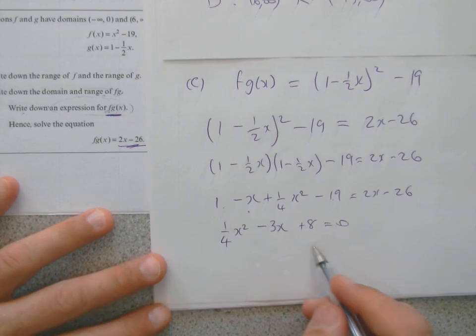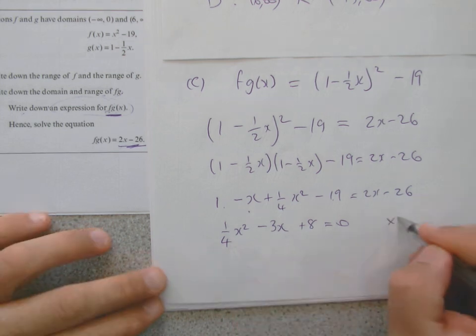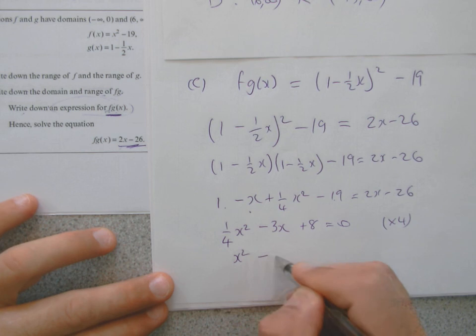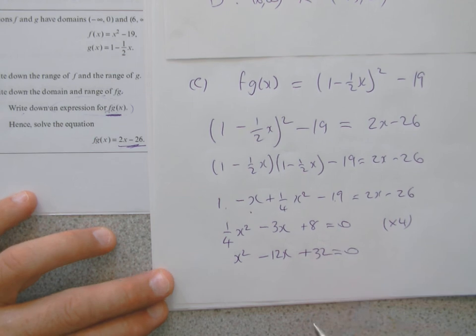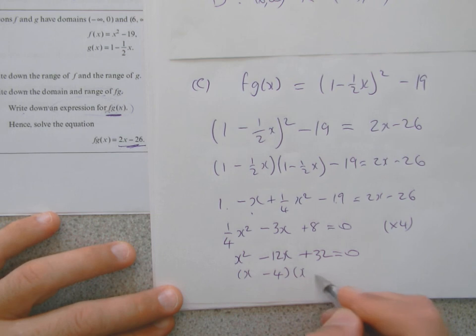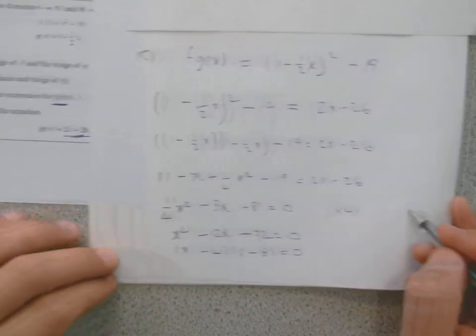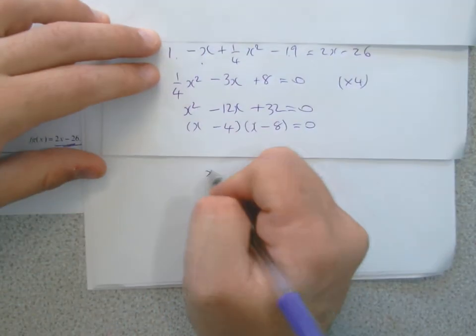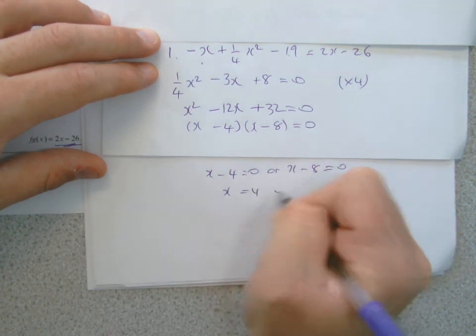So I've got a quadratic, and I'm going to solve this quadratic. But because it's a bit nastier, maybe I'll times through by 4. So I'll have x squared minus 12x plus 32 equals 0. So this turns out to be a nice quadratic because you have x minus 4, x minus 8. Yeah, I think that's what it is. That works out. So when you solve this, you say x minus 4 equals 0, or x minus 8 equals 0, so that means x will equal 4, or x will equal 8.